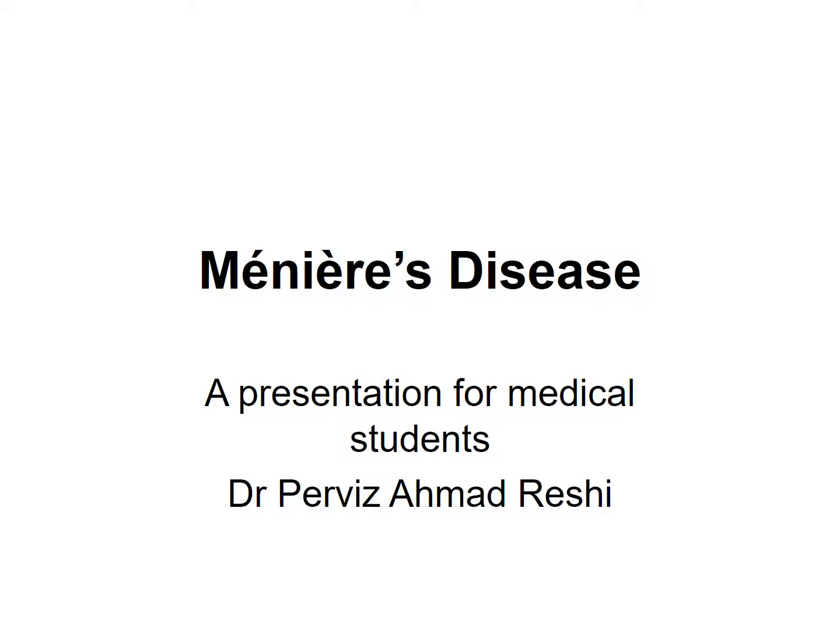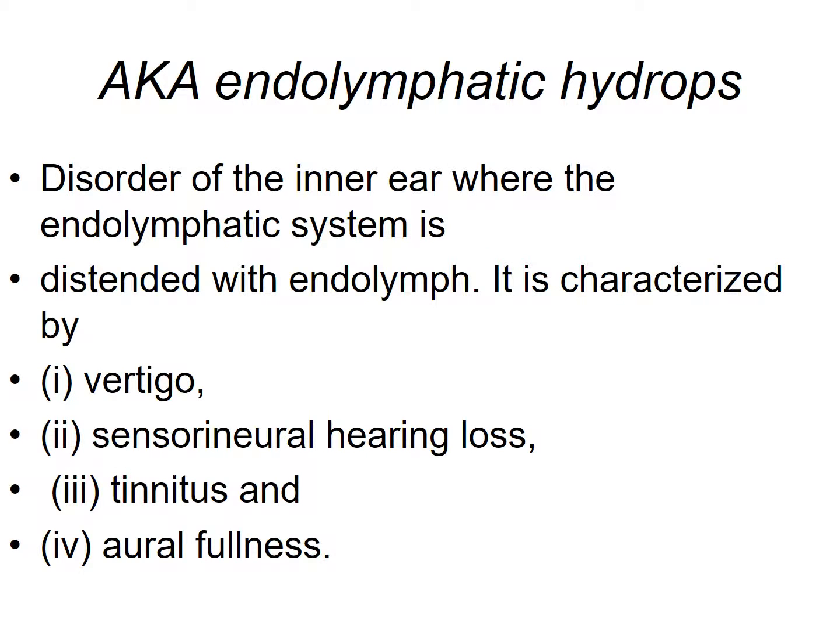Today's topic is Meniere's disease. It is also called endolymphatic hydrops, a disorder of the inner ear where the membranous labyrinth is distended with endolymph. It is characterized by vertigo, sensorineural hearing loss, tinnitus, and aural fullness.